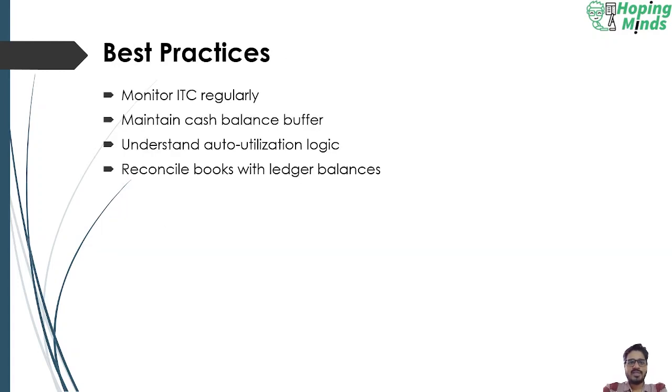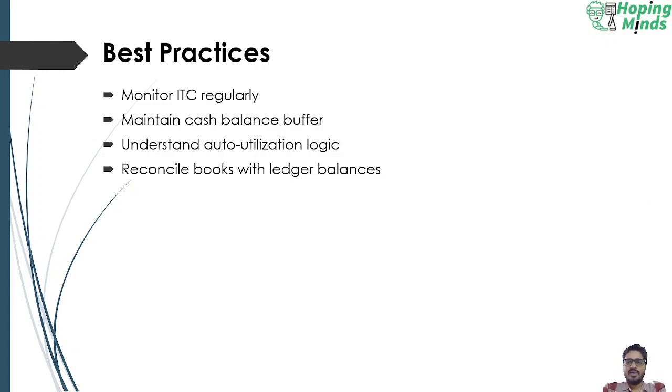So what are the best practices for utilization of input tax credit? Monitor ITC regularly. The taxpayer must monitor the input tax credit regularly, and all the ineligible input tax credit should be reversed in the GSTR 3B return. Then maintain cash balance buffer.